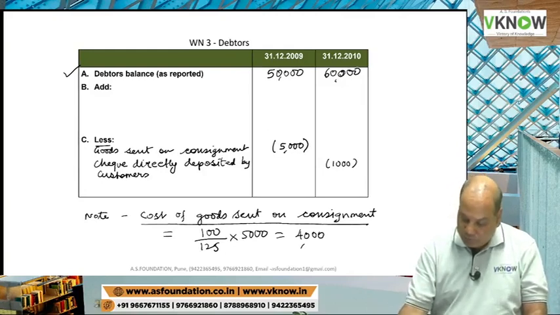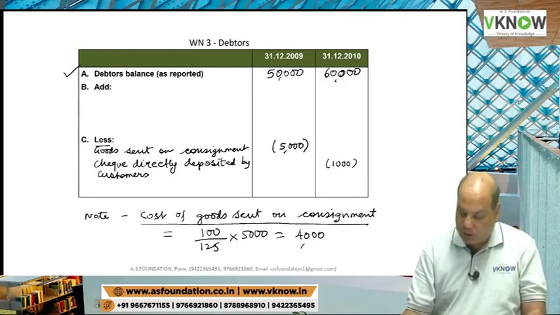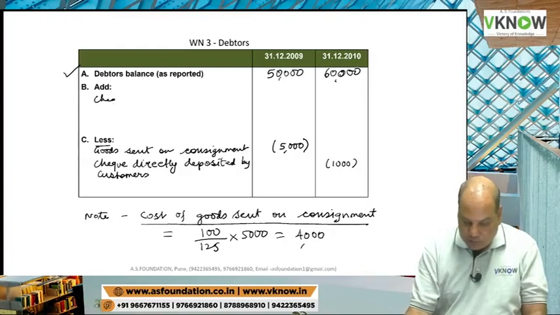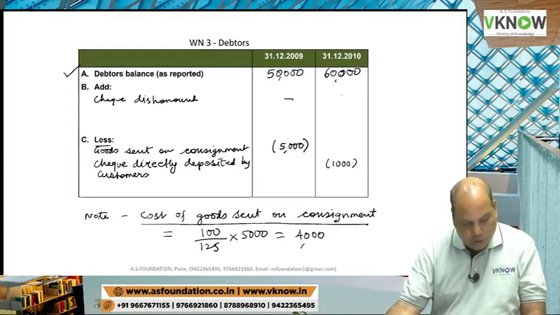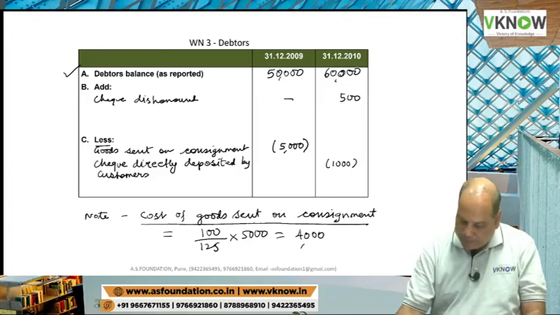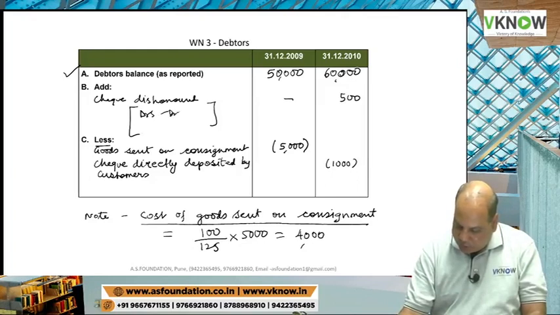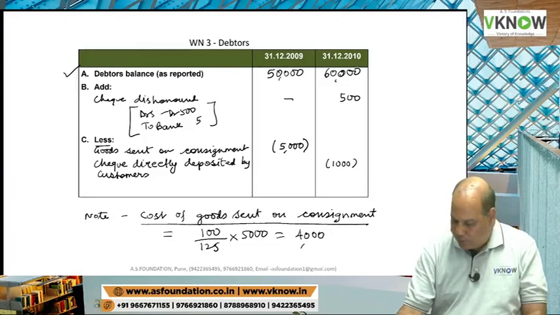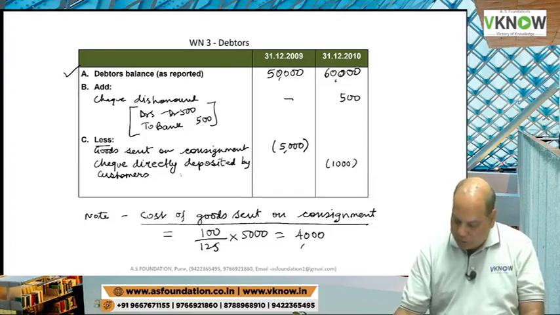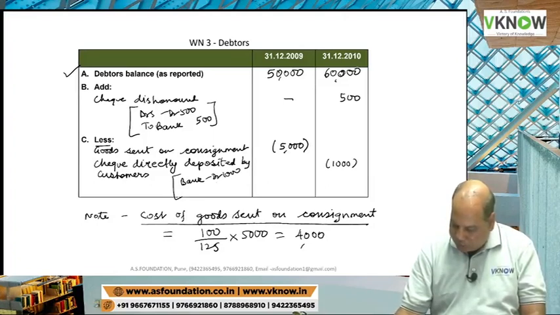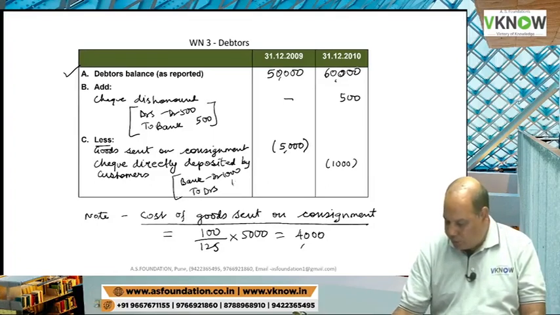Entry would be debtors account debit to bank. So you will write down check dishonored. The amount is 500. The entry we are writing is debtors account debit 500 to bank 500. And here we are passing the entry bank debit 1000 to debtors 1000.